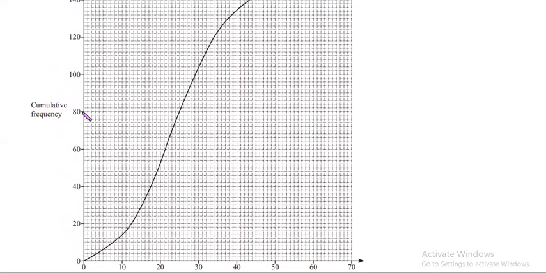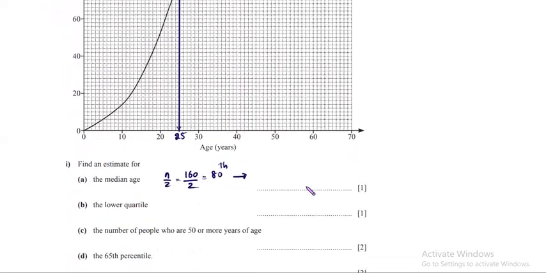So this is where 80 is. I'm going to draw a line until I meet the graph. This is where I end up, and then I'm going to find its value. The value that I get is here, in the middle of 20 and 30. That's going to be 25. So that will be the median for this cumulative frequency curve. The next one is to calculate the lower quartile.